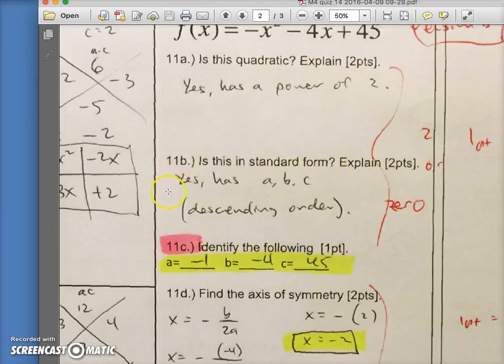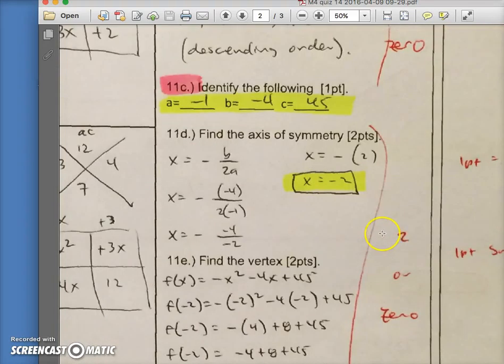11b is in standard form. I give you 1 point for the yes. And if you talked about how it has an A, B, and C or in descending order, that's where I gave you the second point. These both didn't have any points for trying and a wrong answer.